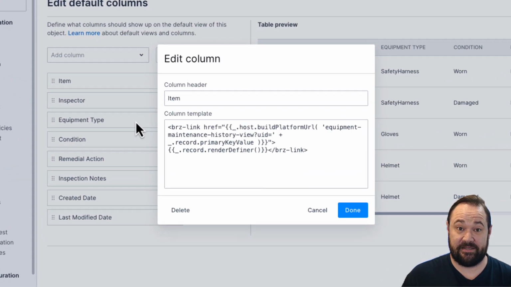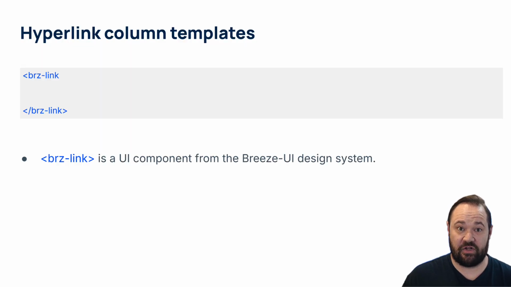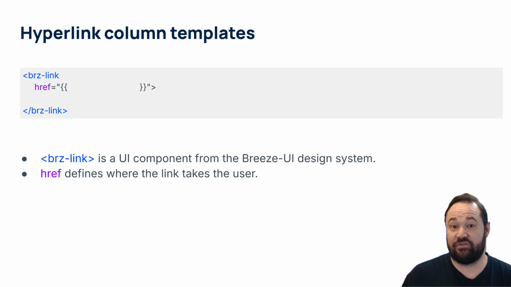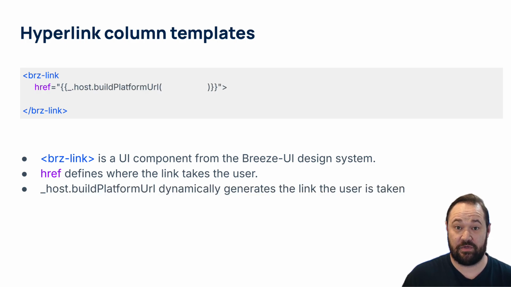Here's the default template. Now, if this is the first time you're seeing a column template, don't worry, it might look a little complex, but we're going to break it down piece by piece so that every part of this template makes sense. So what's actually happening here? The Breeze link is the component that creates the hyperlink. The href attribute defines where the link takes the user, and inside the curly braces we're using buildPlatformURL, a special function that ensures the link points to the correct page inside Scheduler without hard-coding the full URL.